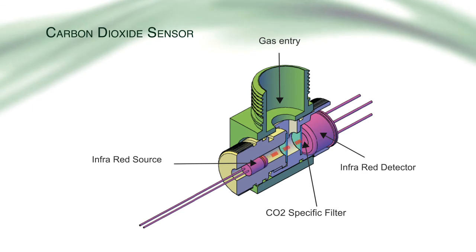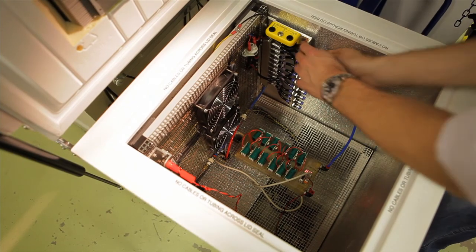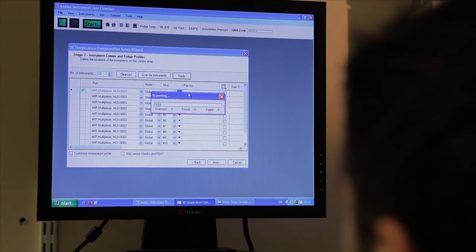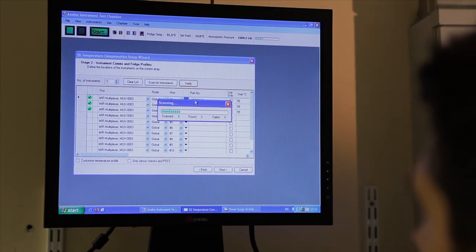In the presence of carbon dioxide, the gas molecule absorbs the infrared light and thus reduces the amount of infrared light reaching the detector. The reduction in signal from the detector is proportional to the concentration of carbon dioxide present. Each CO2 sensor is individually characterized to ensure we get the best performance from it.